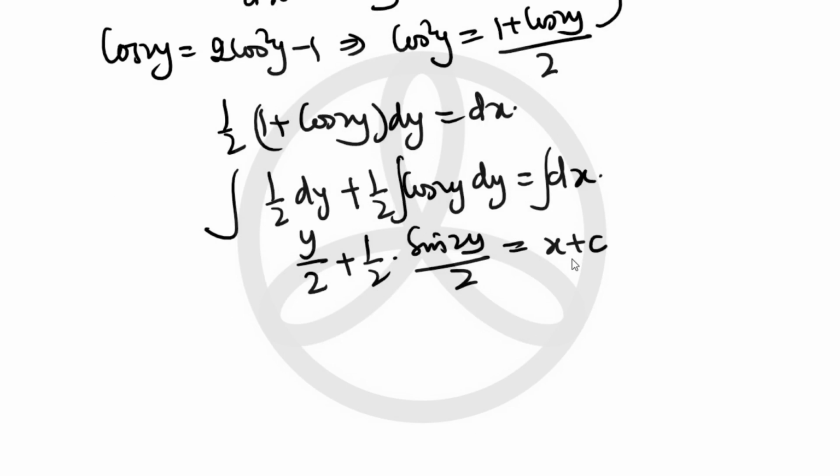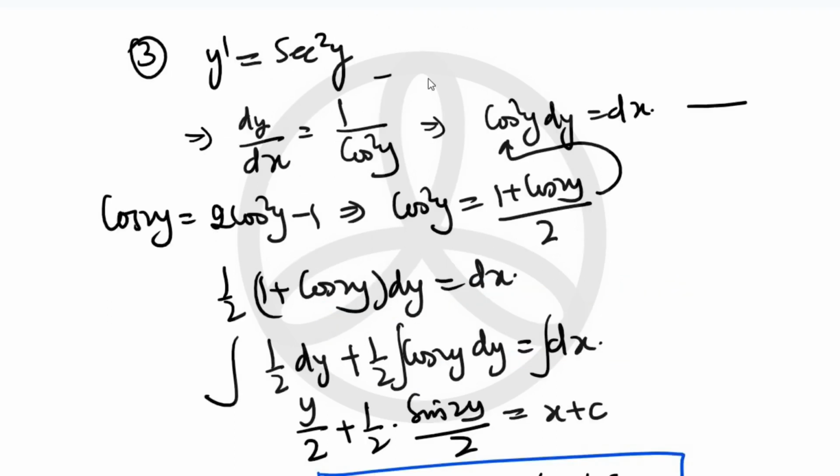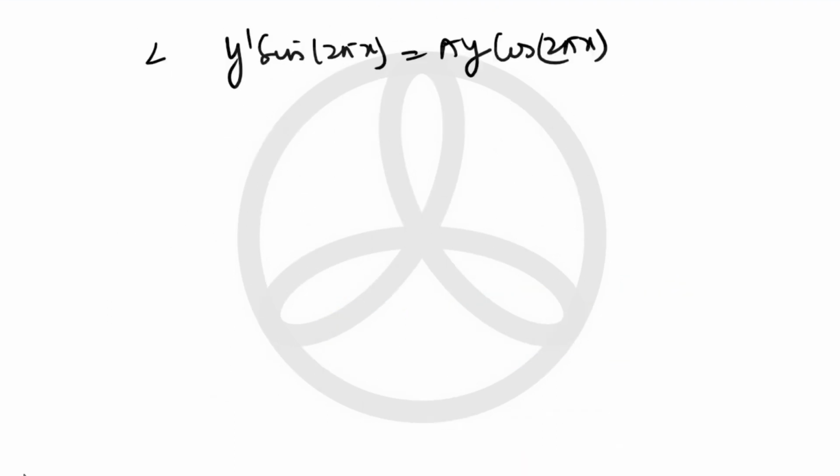By making it a little more simple, we will get 2y plus sine 2y is equal to 4x plus a constant of integration, and this will actually be the solution of the given ordinary differential equation. Right, friends? So now let us move to the fourth question. So this is the fourth question for us, and it is given like this.